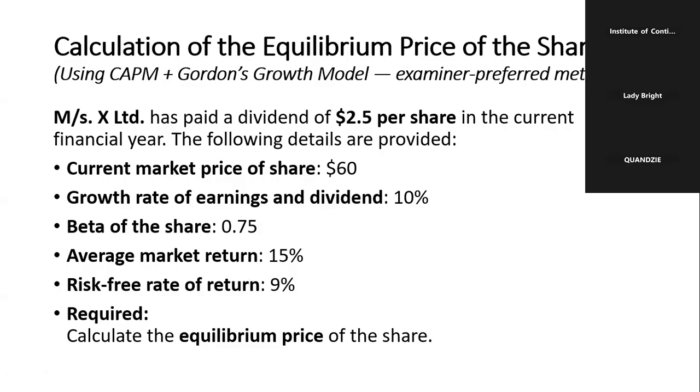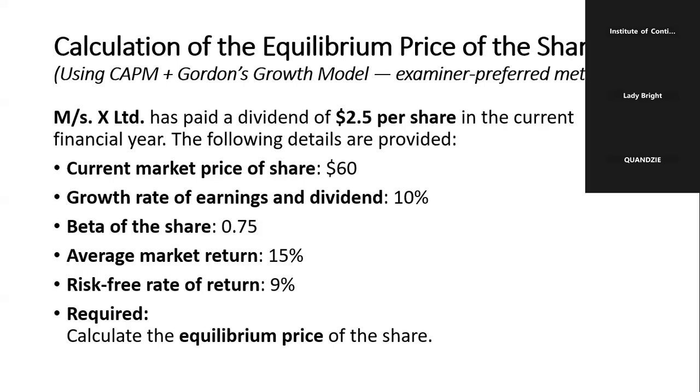Growth rate for dividend is 10. Then you have beta 0.75, and this is a likely exam question. At your level, this is the question you will get. So you have a beta of 0.75, an average market return of 15%, risk-free rate of 9%. Find the equilibrium price of the share.